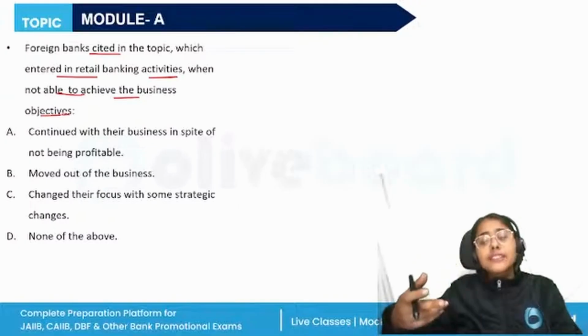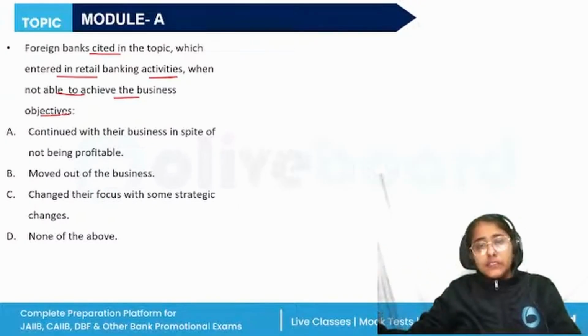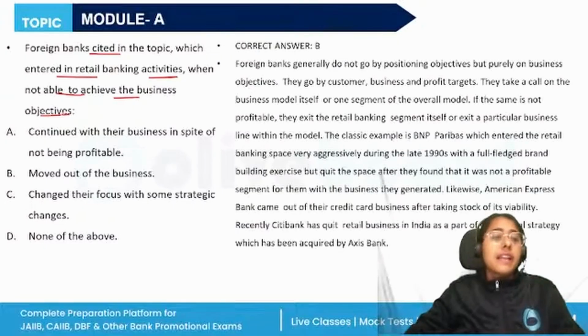Because foreign banks do not go by positioning objective. They have their business goals. They go by customer, business, and profit targets, right? But when it is not profitable, they exit the retail banking segment. So this was the decision taken by the foreign sector banks. They moved out of the business, right?